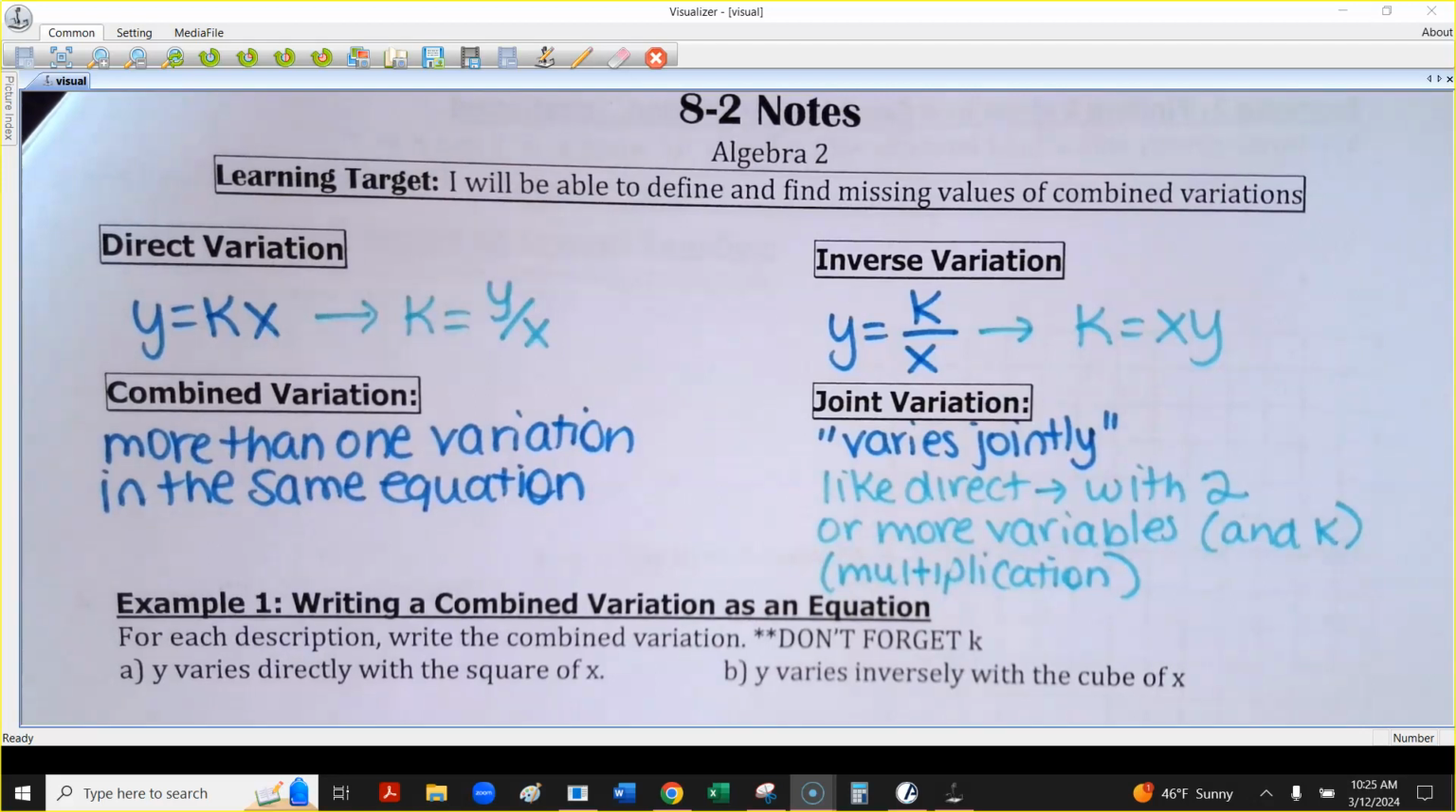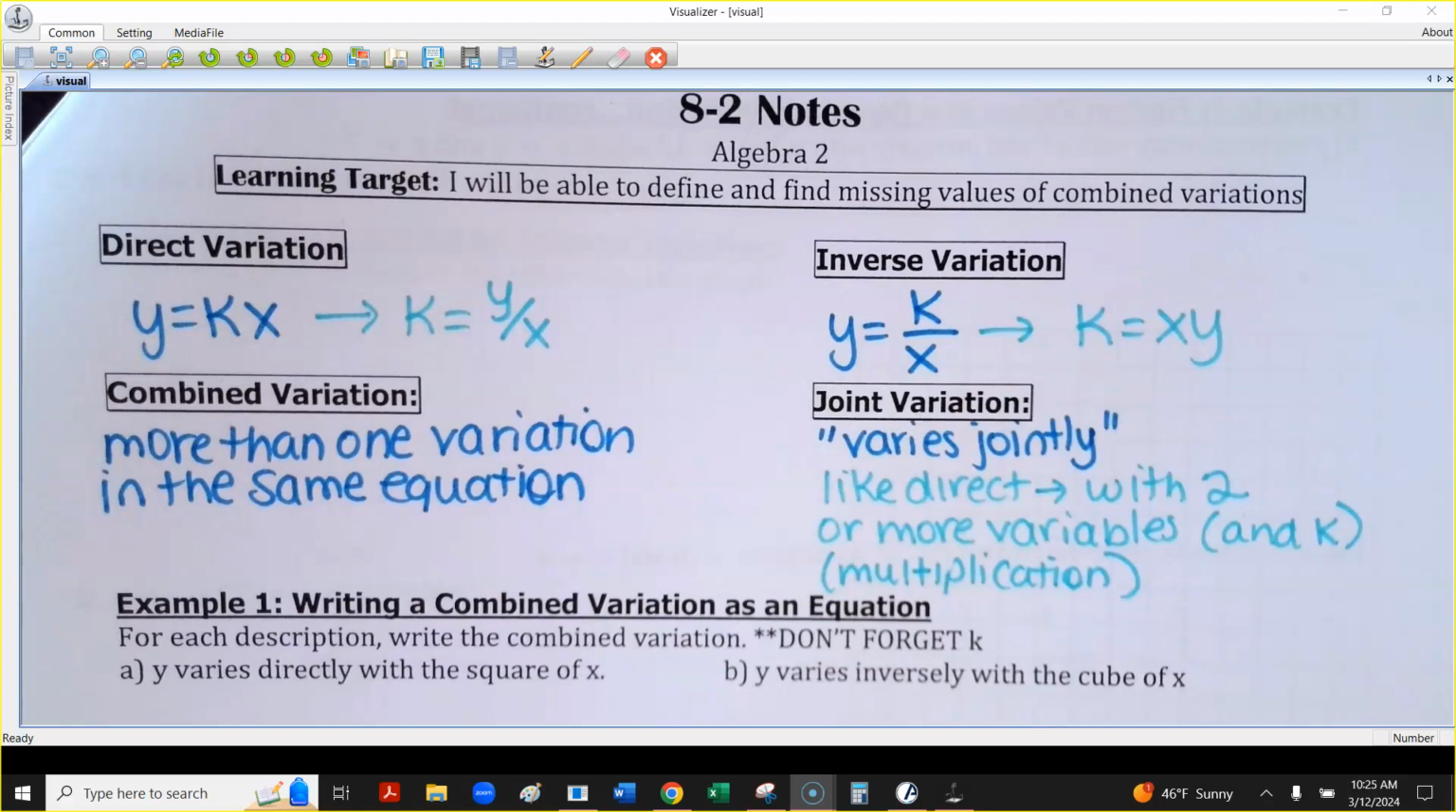Okay, we're going to work on what we call combined variations today, which is just going to be a combination of what we did yesterday, and it's a little bit more complicated. I just wrote this at the top so you could remember the two relationships we talked about yesterday. A direct relationship is going to be a variable times your constant of variation, like y equals kx.